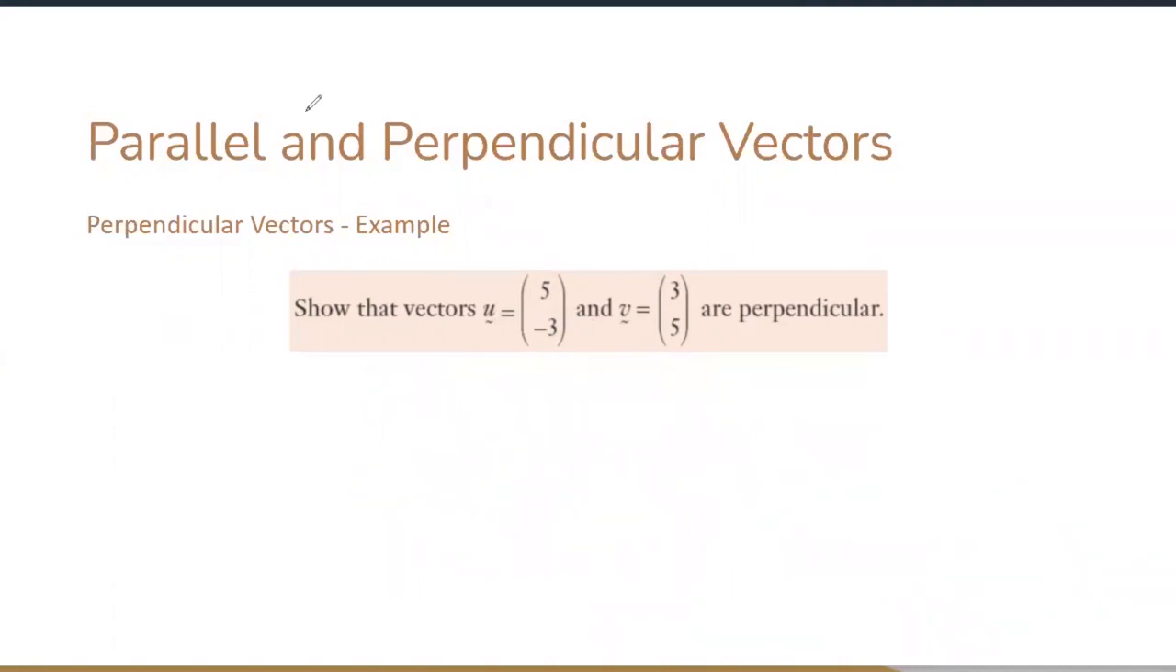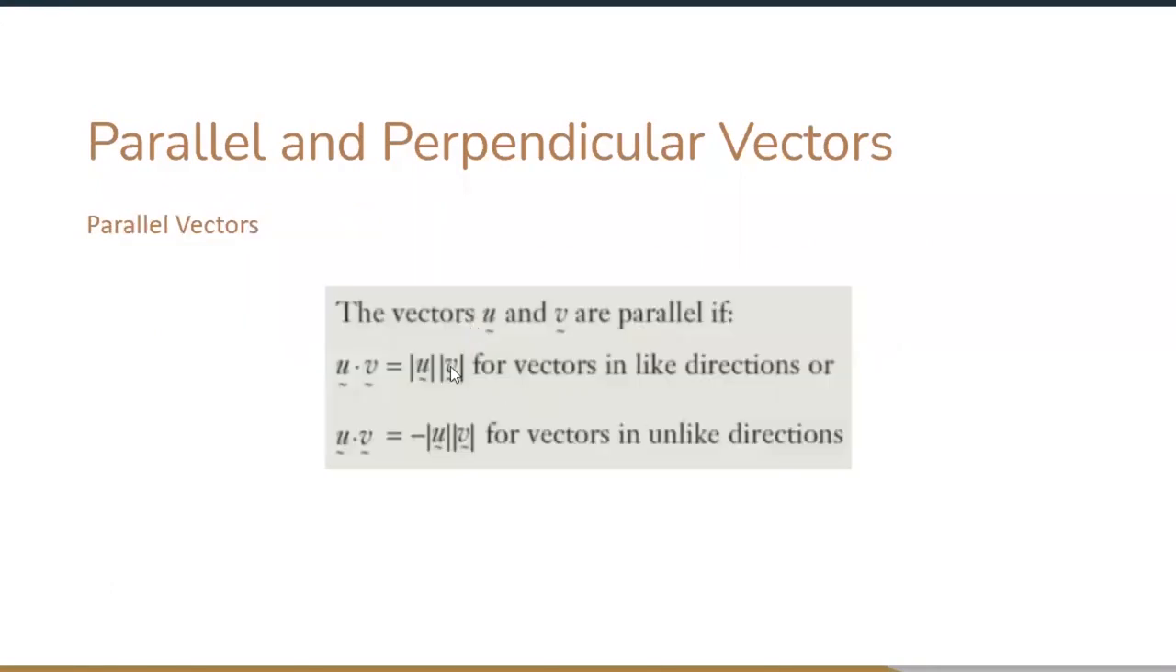So now let's look at some parallel vectors. So the vectors u and v are parallel if u dot v equals the magnitude of u times v for vectors in like directions, or u dot v is equal to negative magnitude of u times v for vectors in unlike directions. Well, let's first talk about like and unlike directions. We've already mentioned this in the previous units on vectors, and if you don't remember what they are, I do suggest going back to those videos.